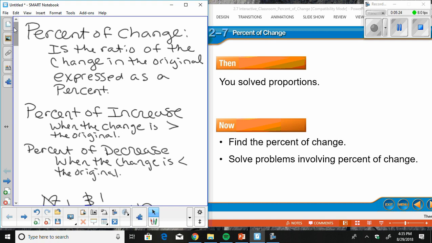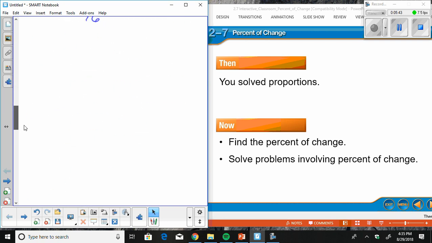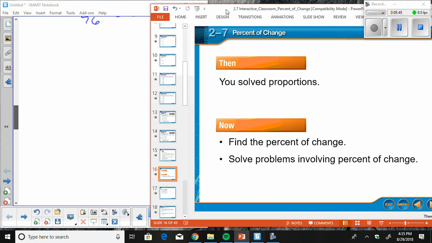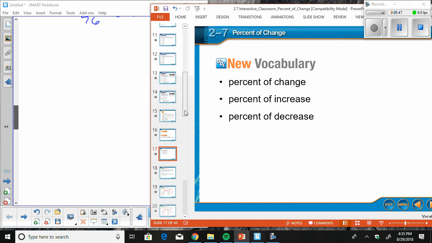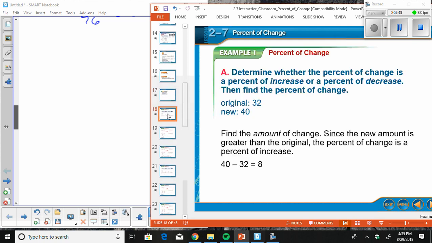First, what are those? So a percent of change is just the ratio of the change to the original expressed as a percent. The percent of increase is when the change is larger than the original. Percent of decrease is when the change from the original is less. New vocabulary, which is what I just talked about.